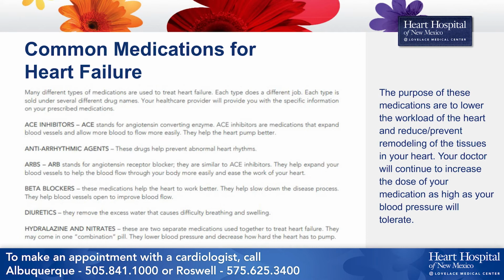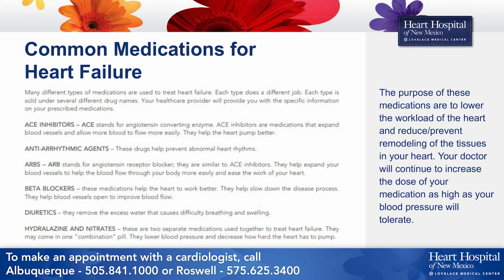ACE inhibitors stand for angiotensin converting enzyme inhibitors. These expand blood vessels and allow more blood flow to reach the organs more easily. It also helps reduce the amount of work on the heart. Antiarrhythmic agents prevent abnormal heart rhythms. ARB stands for angiotensin receptor blockers. These are similar to ACE inhibitors. They also expand your blood vessels to help the blood flow through your body more easily. Your doctor will either put you on an ACE inhibitor or an ARB. You would not be on both.